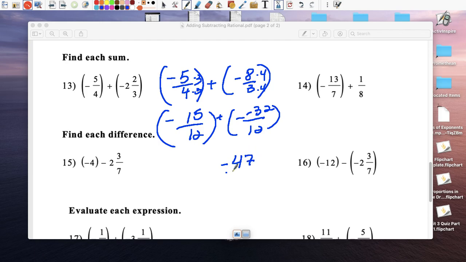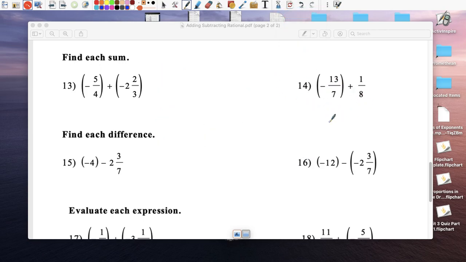Over 12. And you can now change this to an improper fraction. Oh, sorry, a mixed number. So 12 goes into 47 3 times, and it's 11 over 12. Is that what I had before? I hope so. I think this method is a little bit less confusing.